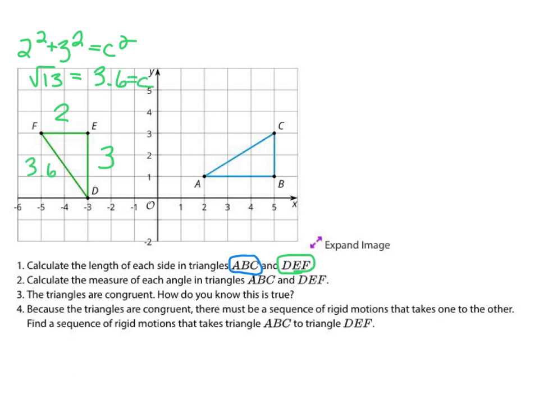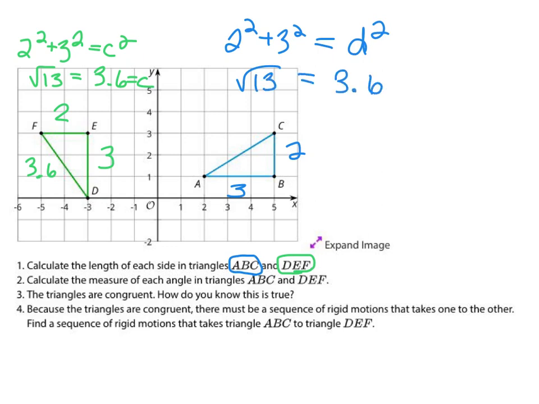Cool. Now let's try this one. 2, 3, and then that doesn't look like a point there. Same thing. 2 squared plus 3 squared equals, let's call it d squared. Square root of 13 equals 3.6 equals d. So we've got all the sides measured. Now calculate the measure of each angle in triangles ABC and DEF.